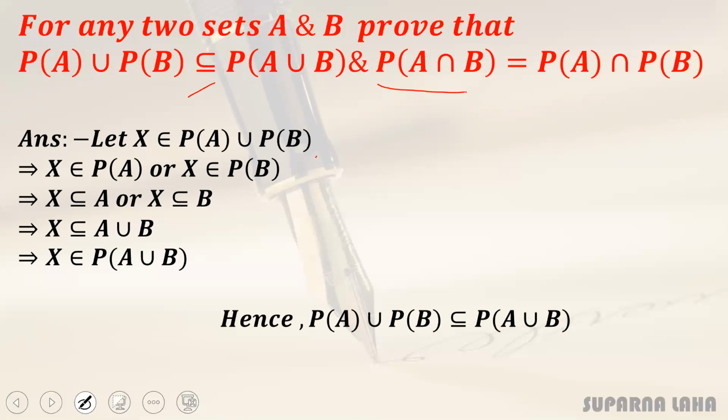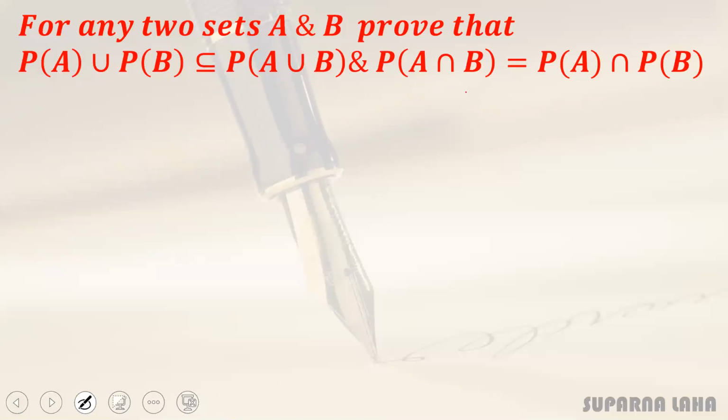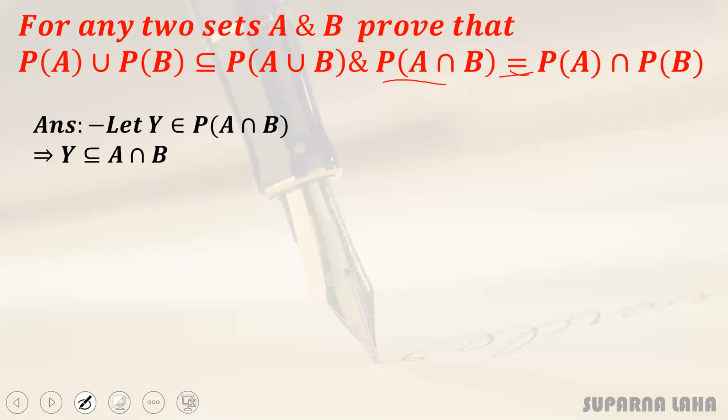Power set of A intersection B is equal to power set of A intersection power set of B. So for this part, since you need to show this equal sign, you need to show that the LHS is a subset of RHS and RHS is a subset of LHS. So let us take this set Y which belongs to power set of A intersection B. That means it's a subset of A intersection B.